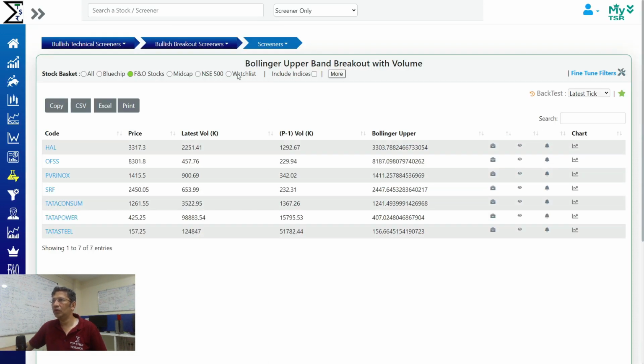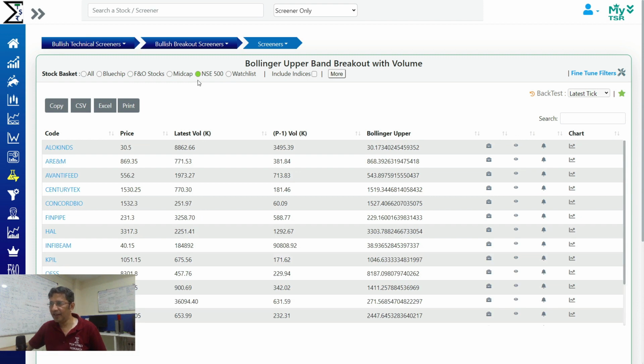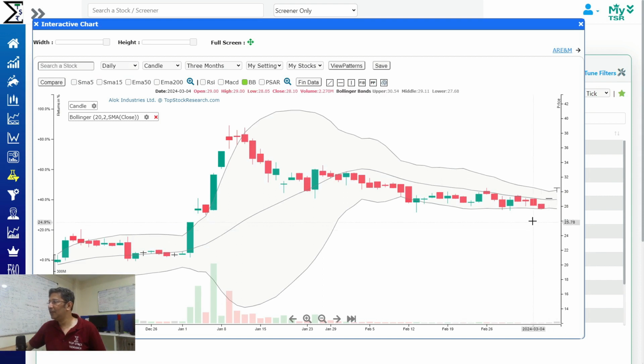So there are quite a few stocks which come in this criteria. When you see that the volume has increased from this level to this level, almost double, and it has crossed above the upper band. When you look at the chart, you see that there was some sort of consolidation out here, and then it crossed the band with higher volume compared to previous days, right?